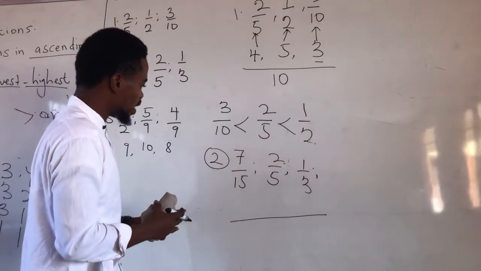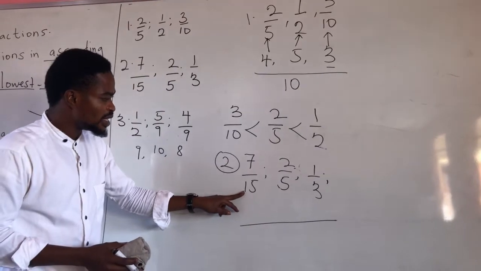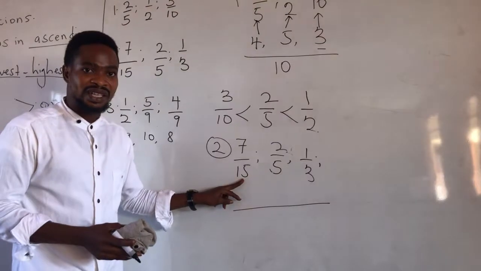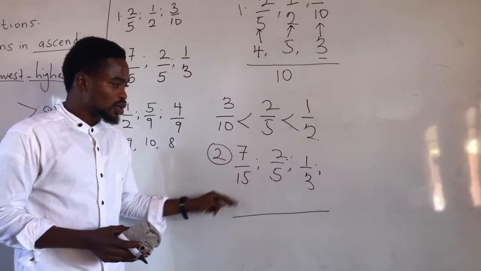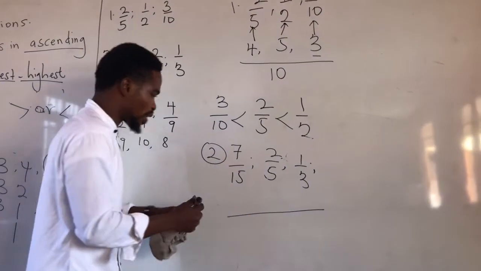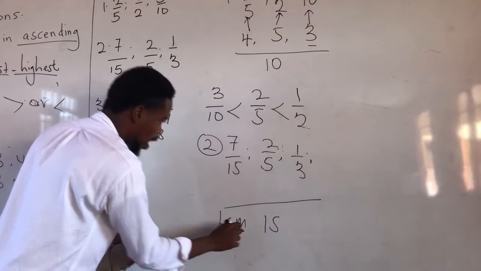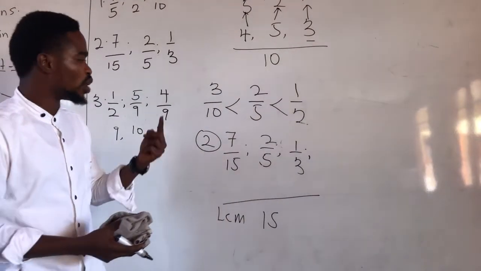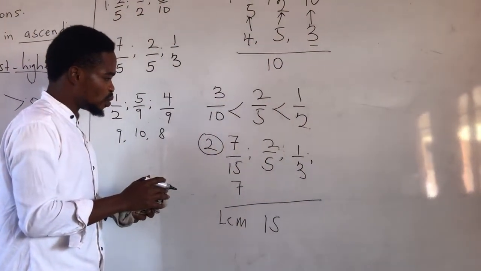LCM, which is, so here, can 5 go into 15? Yes. How many times? 3 times. Now, can 3 go into 15? Yes. How many times? 5 times. Alright? So what are we going to do here? Our LCM is 15. So we come here, 15. That is our LCM. So what are we going to do? 15 goes into 15. How many times? Only 1 time. Times 7 will give us 7.